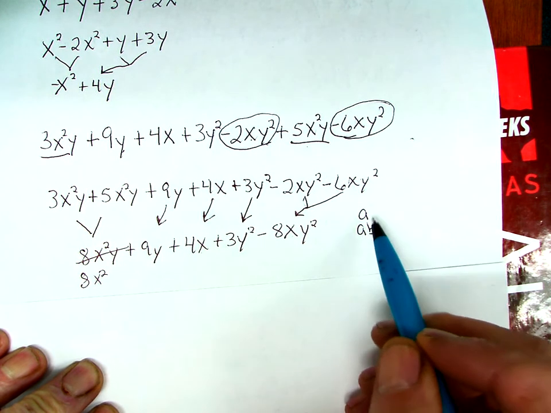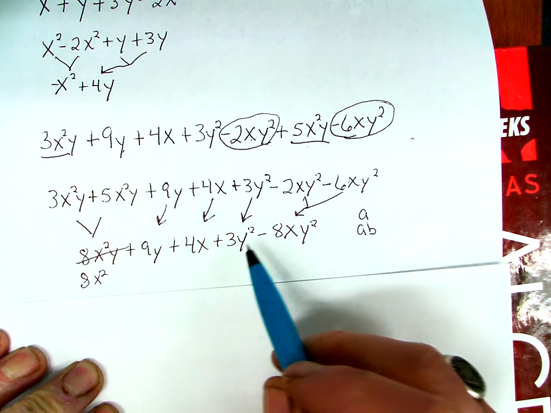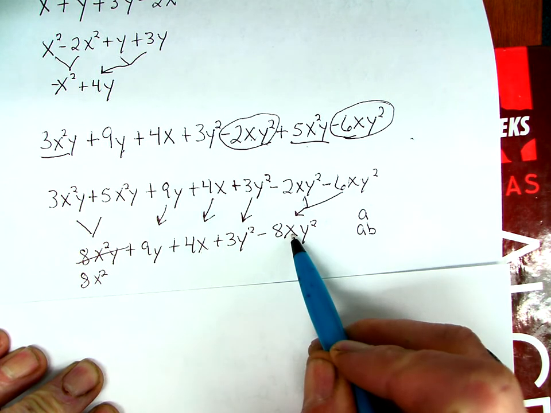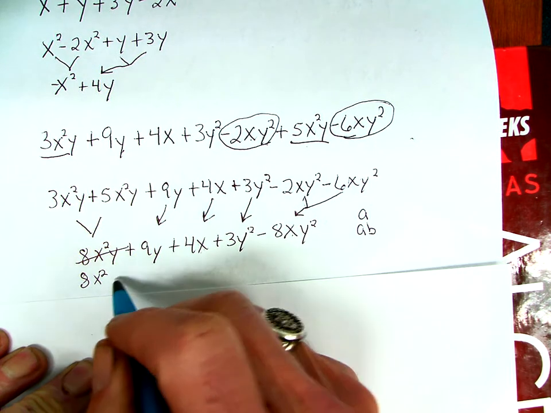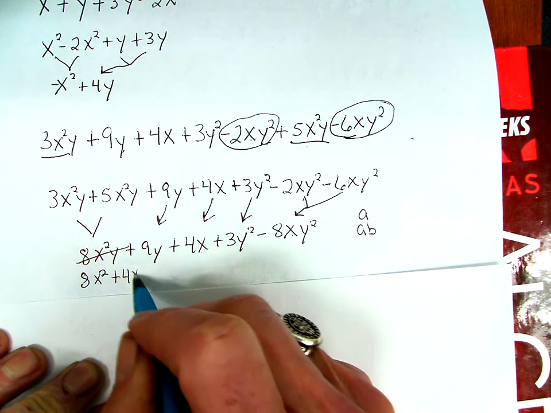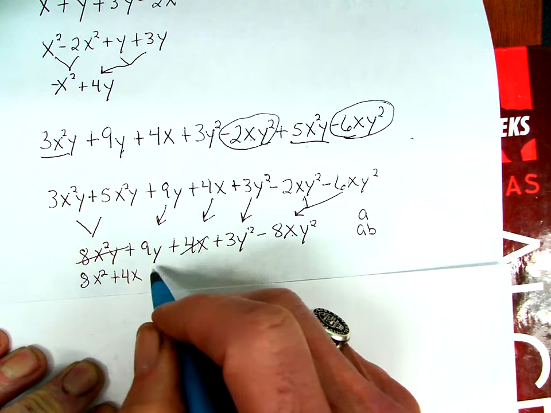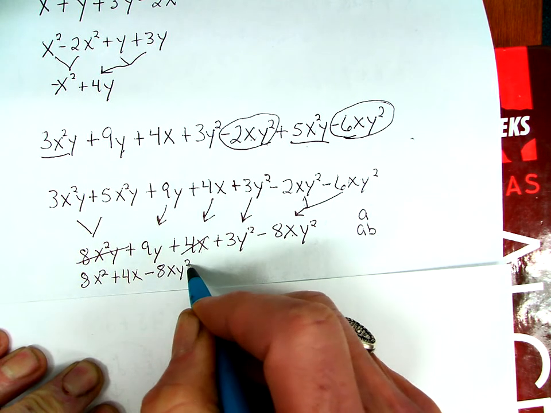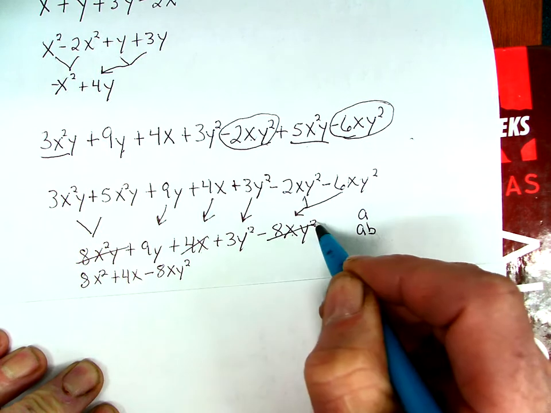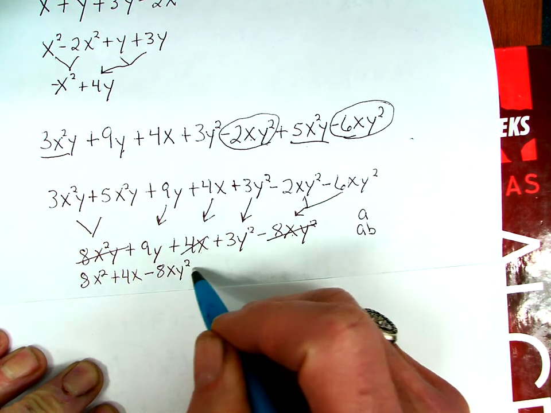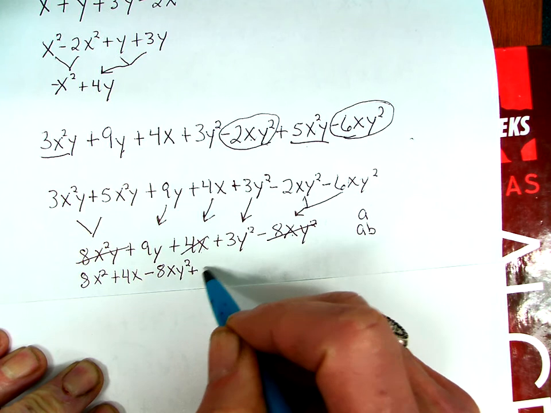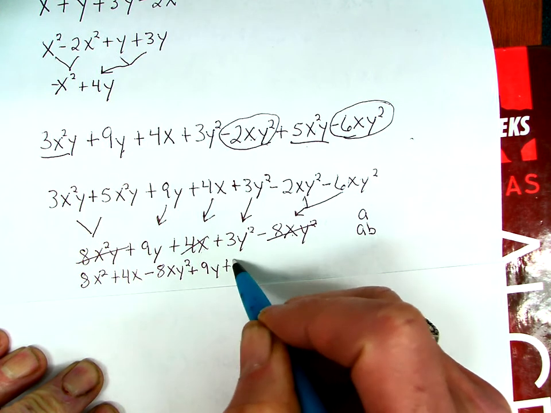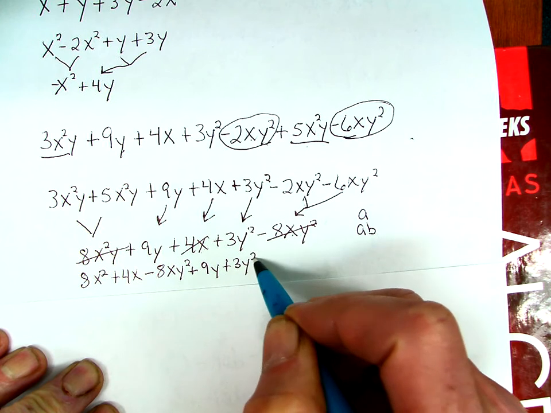Using that logic, x would be listed before xy. So plus 4x minus 8xy squared plus 9y plus 3y squared.